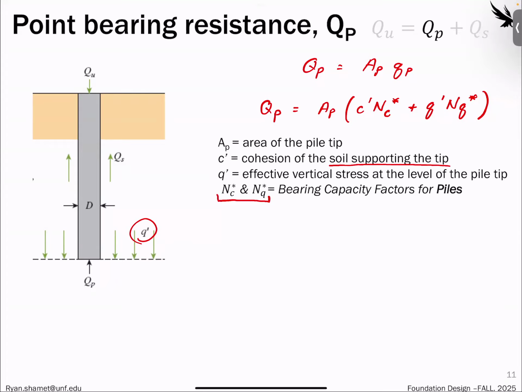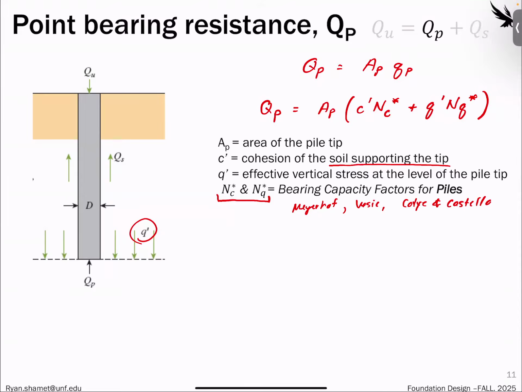And essentially, these are the techniques to find these. This is where we have our Meyerhof technique, our Vesic, our Coyle and Castello, all the different giants in the pile design area, they all have these.